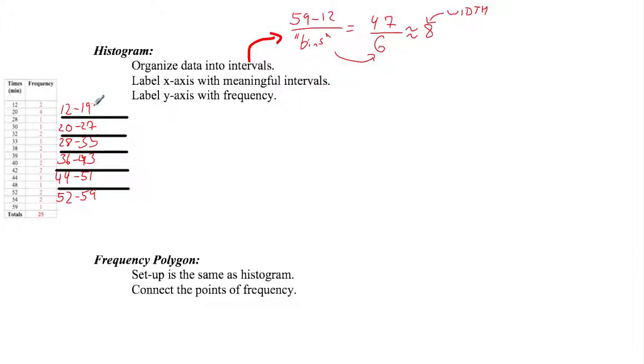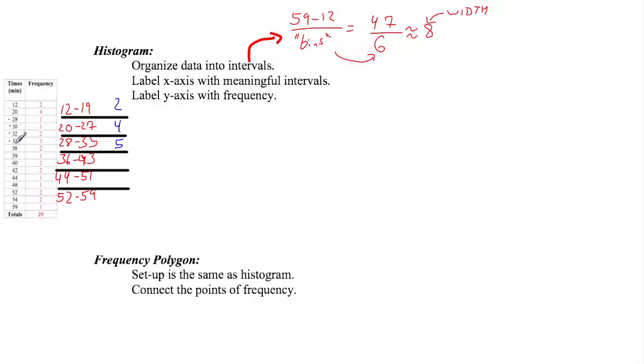So between 12 and 19, how many do I have? Well, here for 12, I have 2 values. 20 to 27, that only includes 20, which is 4. 28 to 35, that includes 28, 30, 32, 33. And so that's going to be 1 plus 1, which is 2, plus 2, plus 1, that's going to be 5.